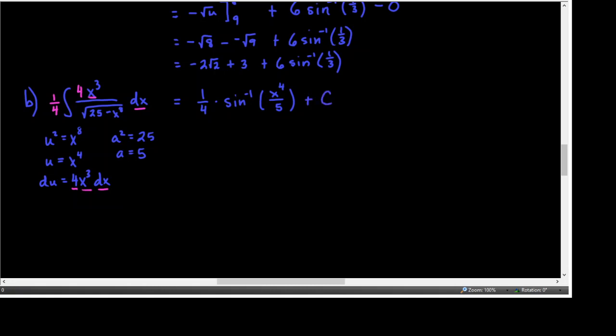Okay, part C. 1 over 1 plus e to the x dx. So pause the recording and spend a few minutes seeing if you can figure out how to integrate this one.